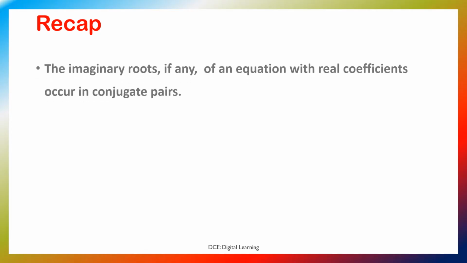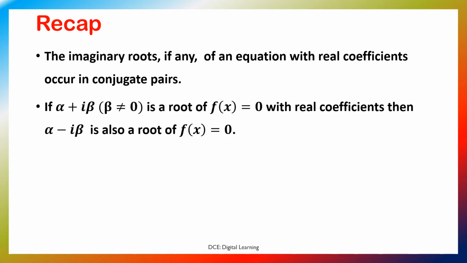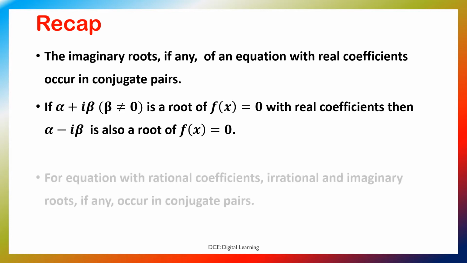Recap. The imaginary roots, if any, of an equation with real coefficients occur in conjugate pairs. This is complex conjugate root theorem. If alpha plus i beta, where alpha, beta are real numbers and beta is not equal to 0, is a root of f of x equals 0 with real coefficients, then alpha minus i beta is also a root of f of x equals 0.